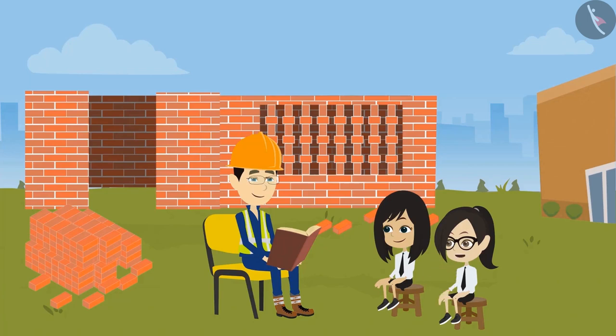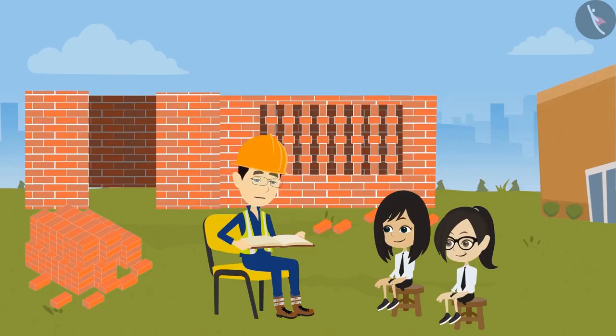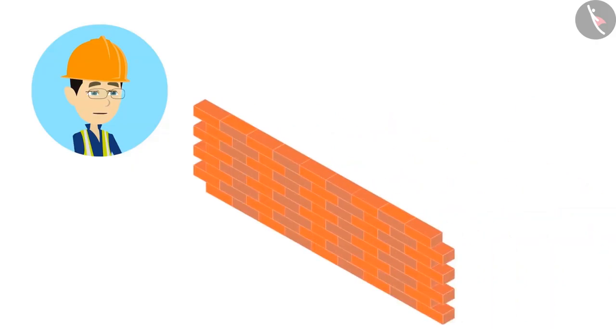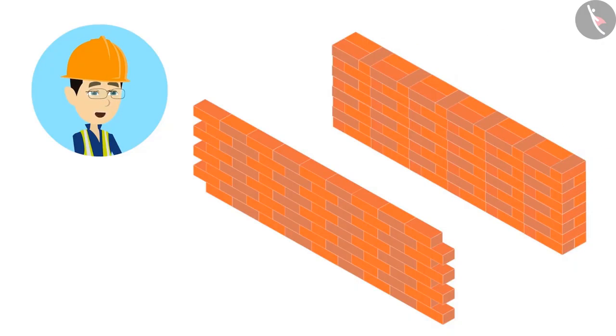Sir, now show the pattern of walls. Sure. See, I'll show you 2 patterns of walls. This is the first pattern. It is made when we have to make a thin wall. And this is the second pattern. It is made when we have to make the wall a bit thick.